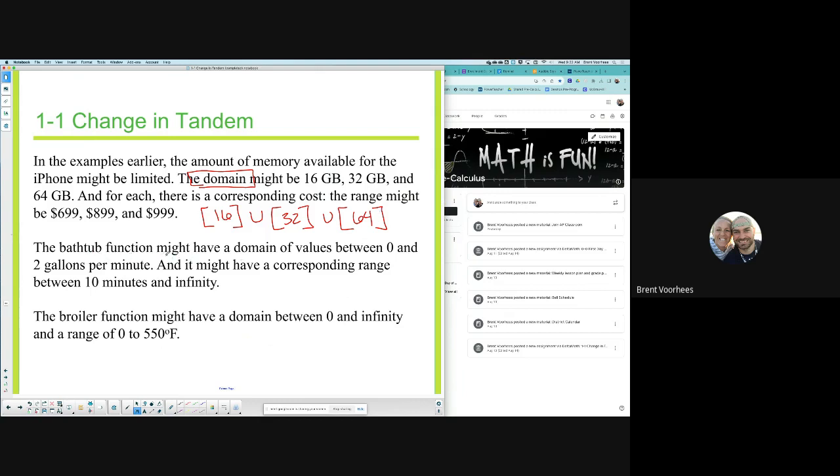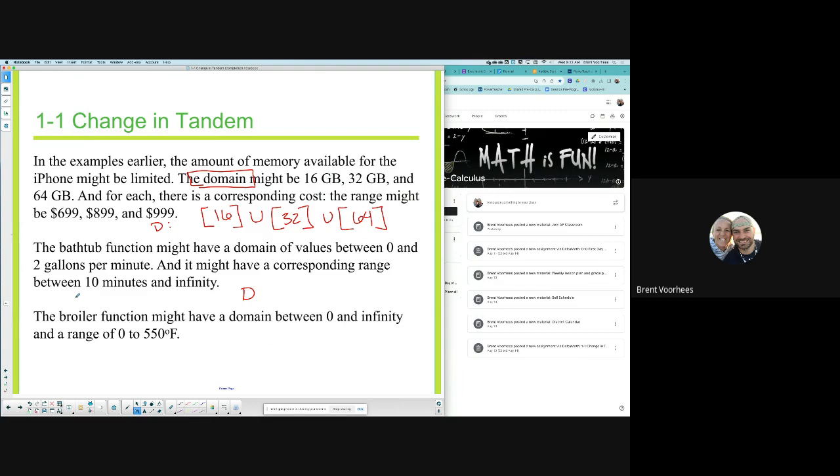Bathtub. That's the domain, by the way. I didn't do the range. I could do the range, but I'm just going to do domain now. On the second example, we talked about a bathtub being filled with water. Here's the question. If it says the domain might possibly be between 0 and 2 gallons per minute, when you turn on your faucet, do you think you could find a spot where it's coming out 1 gallon per minute? Yes. Do you think we could figure out where it is at 0.5 gallon per minute? Yes. Okay, what about 3/4 per minute? Yeah, we could find anything in between zero and two.